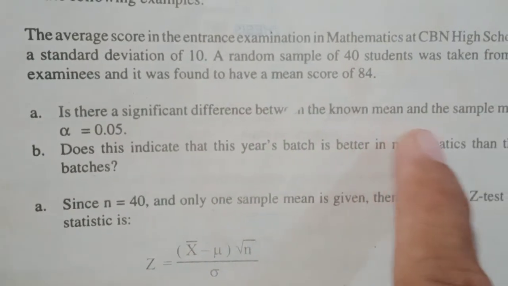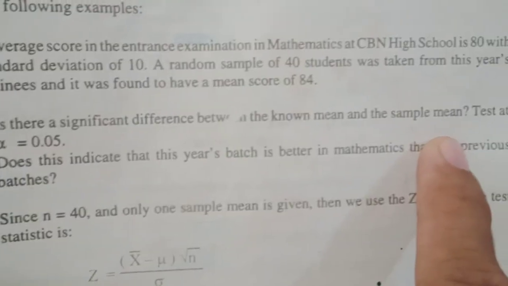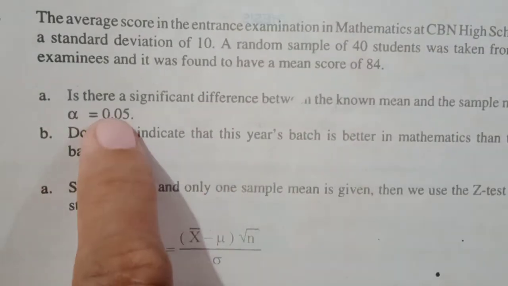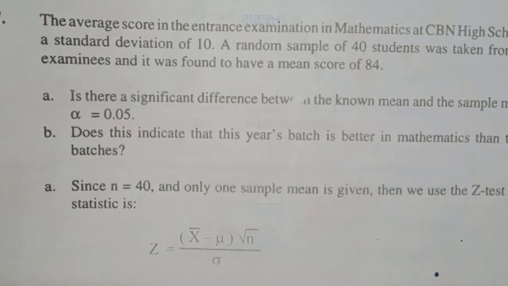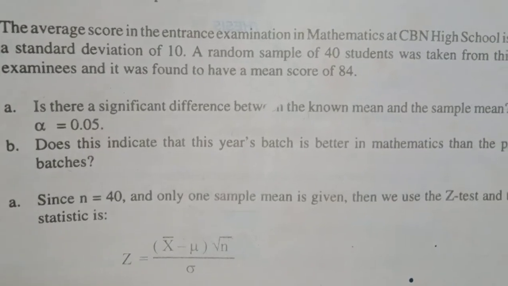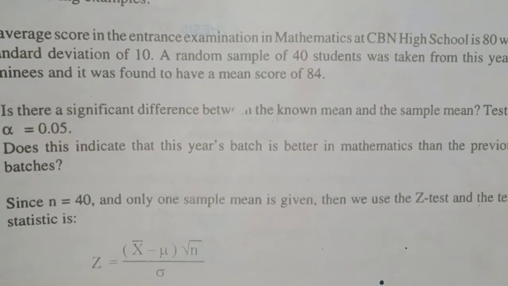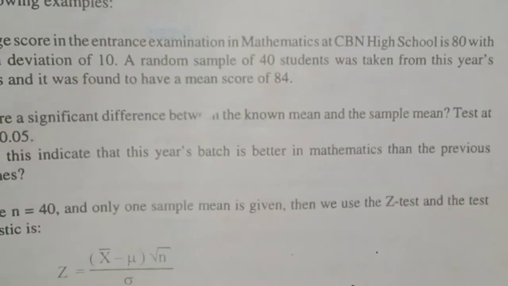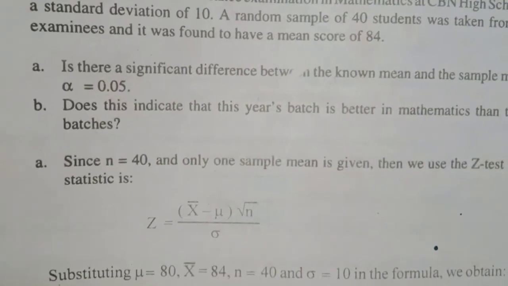Between the known mean and the sample mean. Okay. Test at 0.05 level of significance. So this indicates that this year's batch is better in mathematics than previous batches.